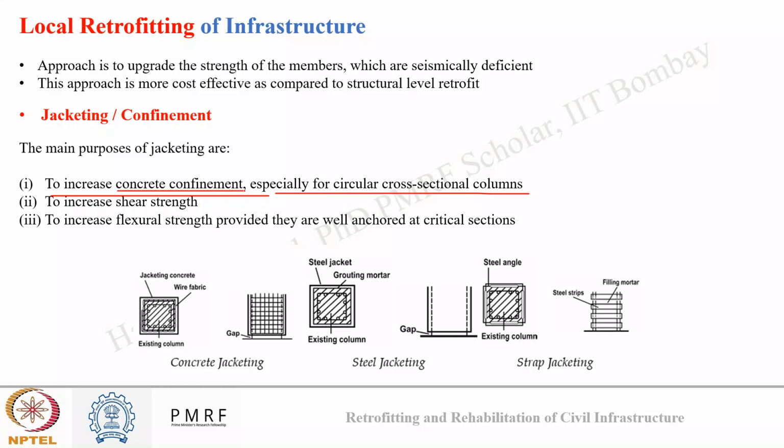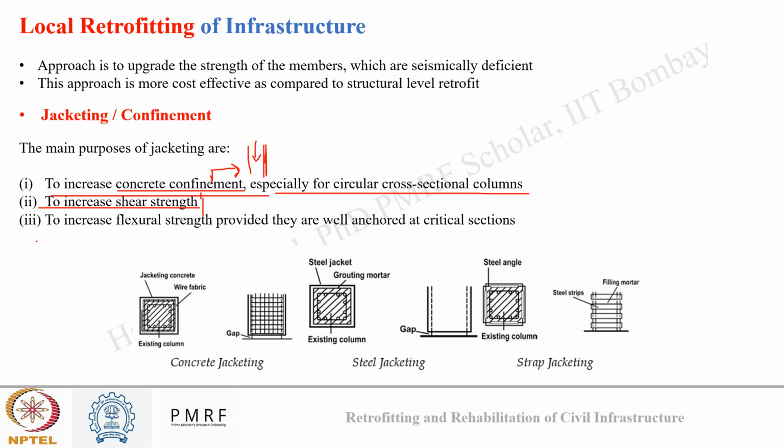So due to confinement, what happens? The cracks that are growing inside the columns are arrested and they won't propagate further. So it helps the structure to resist collapse. Okay, also due to jacketing, the shear strength capacity of the column is increased, like we saw in the FRP jacketing of columns.